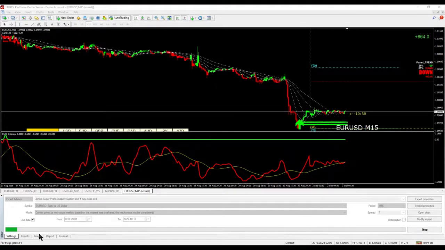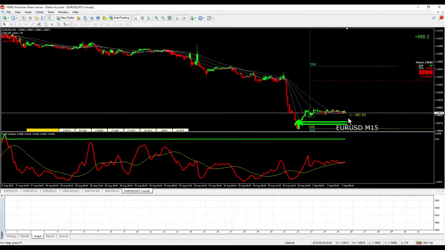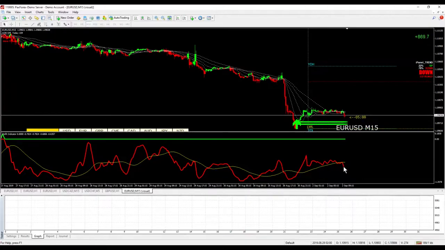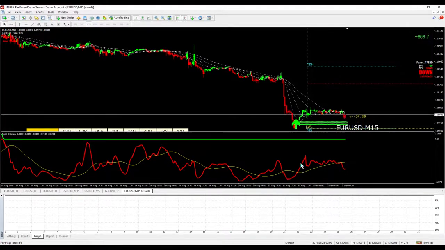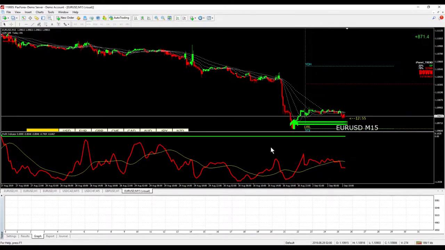Let me put it to the graph so you can see it. Now we're still waiting for a trade. It hasn't taken one yet, but right now it's still a sell situation. Till this red line turns green, no buy trades, only sell trades.